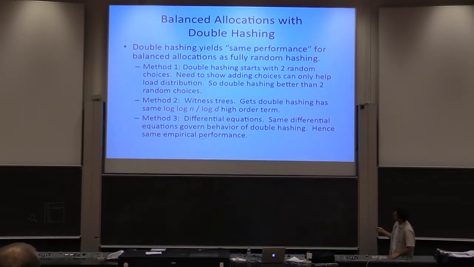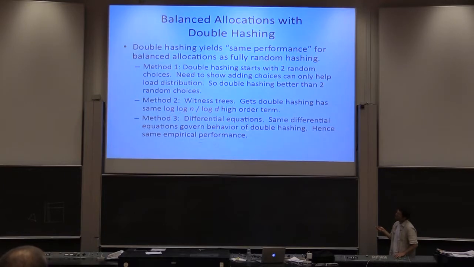Using the other method that we talked about before, witness trees, it turns out you can go back into the witness tree argument, plug in double hashing, and get pretty close to the same result you got in the original. That's a fairly technical approach, but it at least gives you the right log n over log d as the high order term. Method 1 just tells you that it falls like log n over log 2. Going to witness trees will get you that it really falls like log n over log d, so you even get the right constant factor.